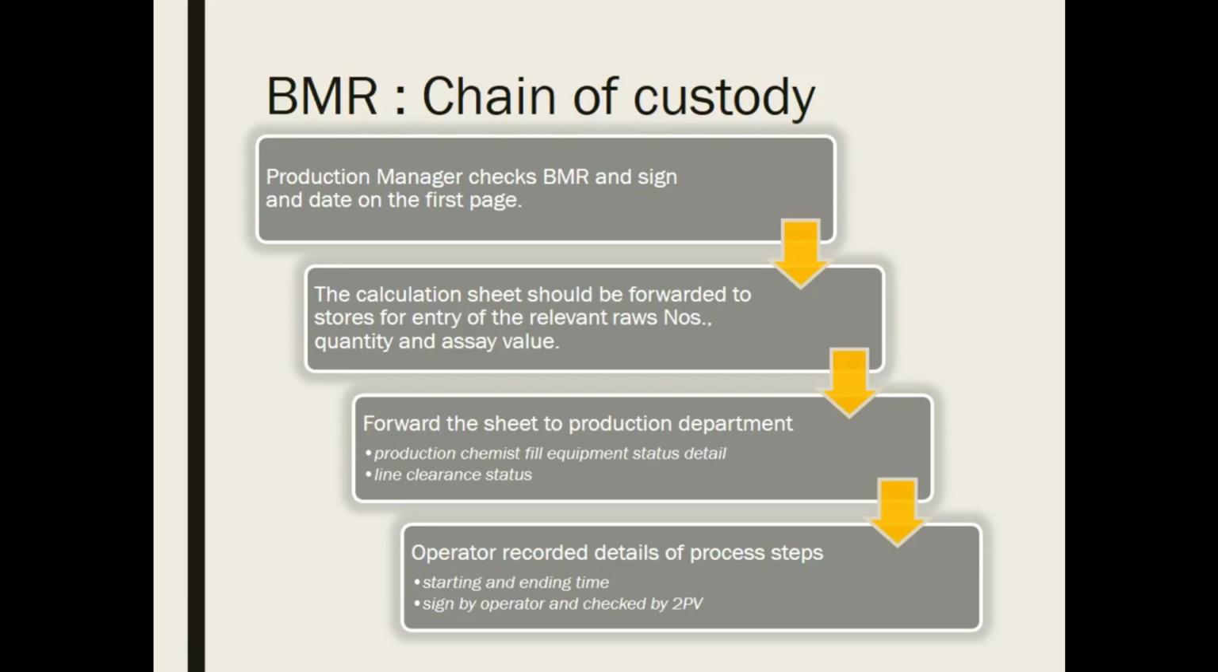After the relevant entry, the warehouse will forward the sheet to the production department, where the production chemist will fill in the equipment status details, where line clearance details were recorded, etc. for each piece of equipment. The operator fills in any part of the reaction that requires a particular step. The operator will fill in the start time and the end time of that operation, and that is verified by either a second operator or the supervisor in charge at the time.